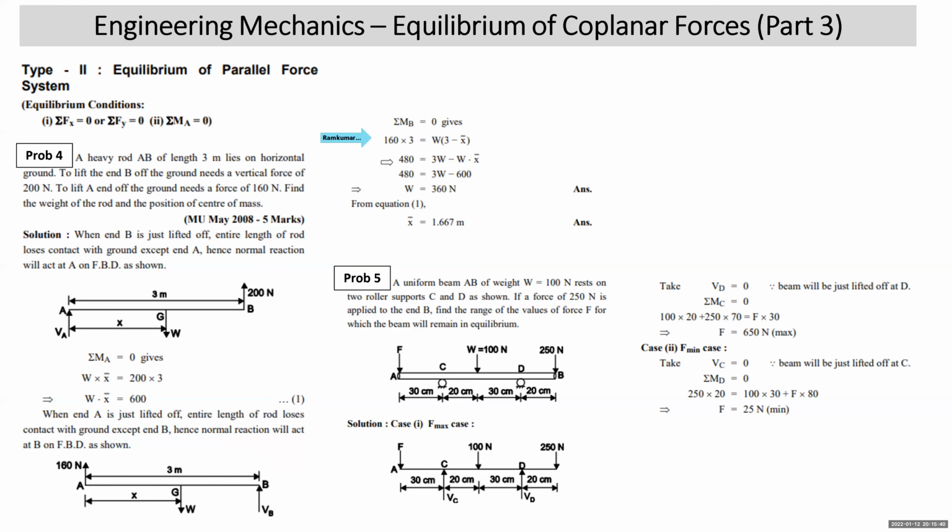So this is 480. Open out the bracket, 3W minus W x bar. W x bar value has been substituted from here, that is 600. So you got W, and if you substitute the value of W in equation number 1, you'll get the value of x bar 1.667. Hope you understand.